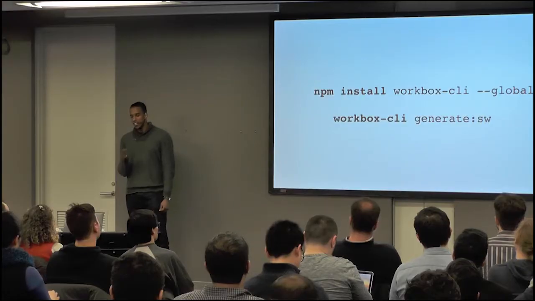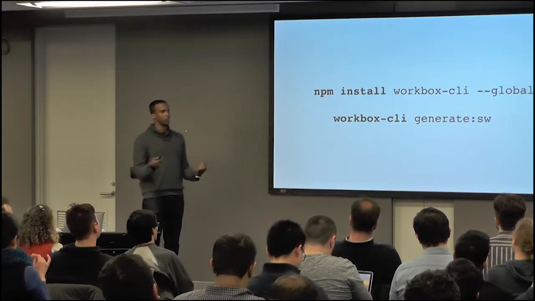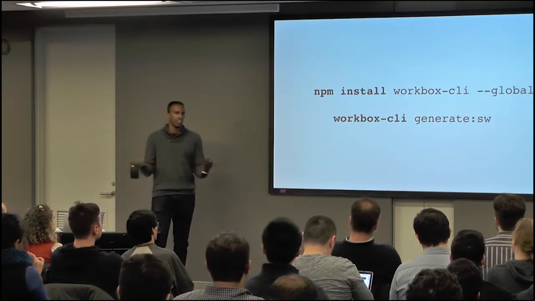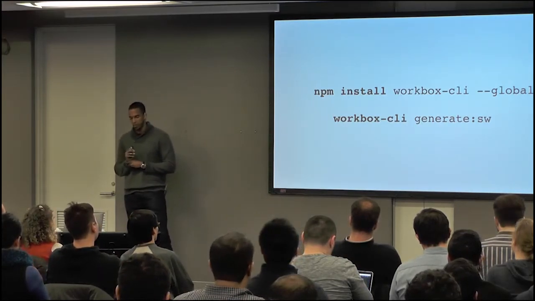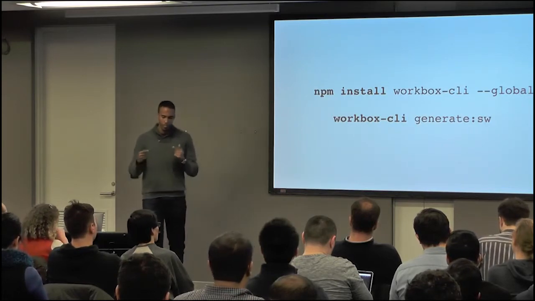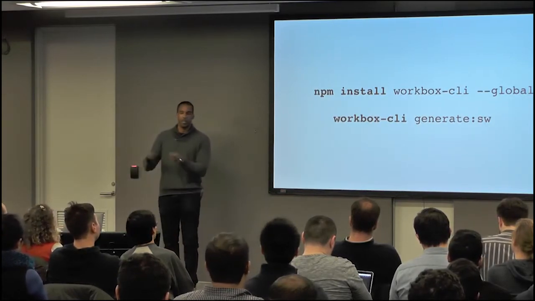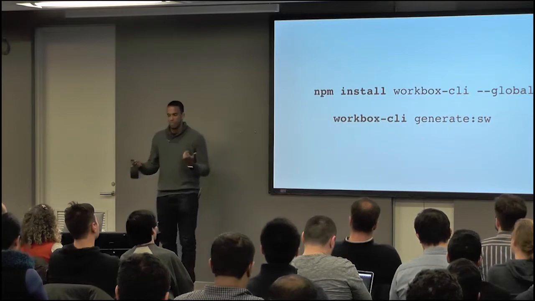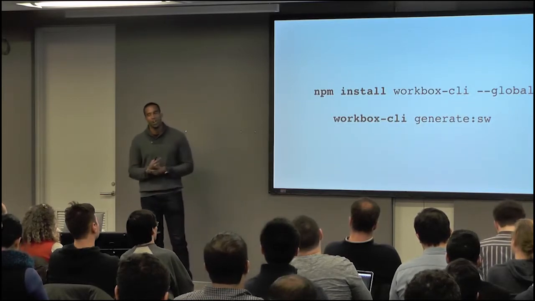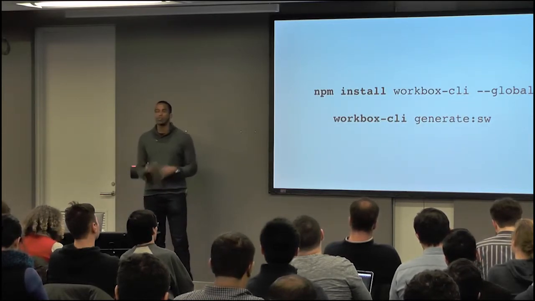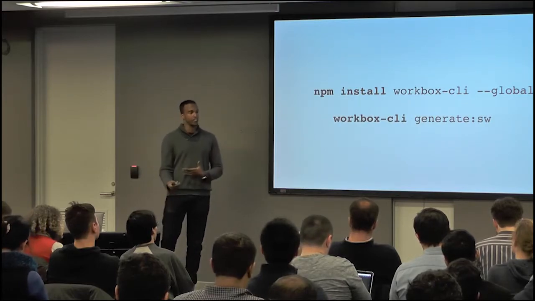As handy as it is to just run a generate SW command and get a service worker up and running in about 30 seconds, the only issue here is that we'll need to make sure we run this command every single time we make a change to our application. For example, if we remove an image or if we add another file, we want to make sure our service worker is up to date.